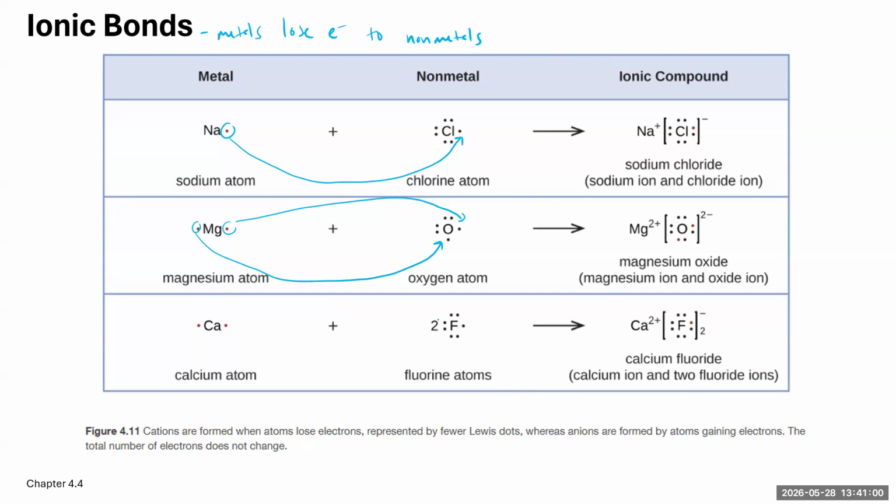This is saying there's 2 fluorine atoms, so it looks like this. Fluorine, 1, 2, 3, 4, 5, 6, and 7. And I'll show you why we can do this. Basically what happens is it takes 2 fluorines to take away the 2 electrons from calcium. So it ends up being CaF2 because there's going to be 2 fluorines.